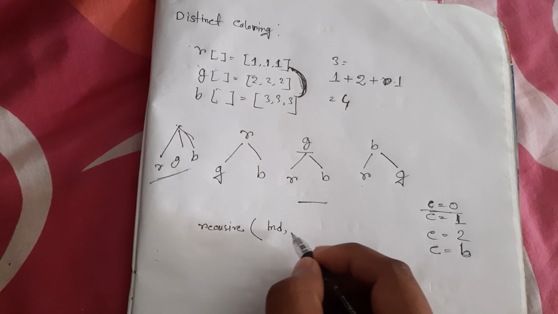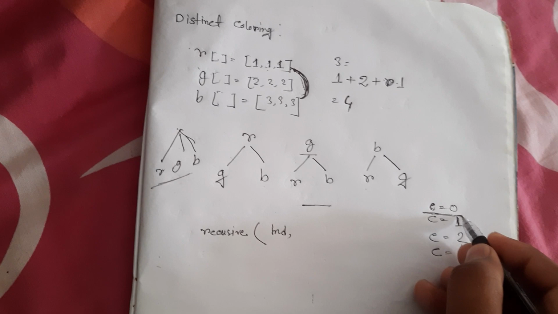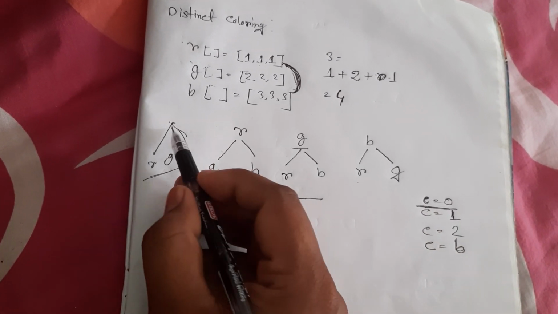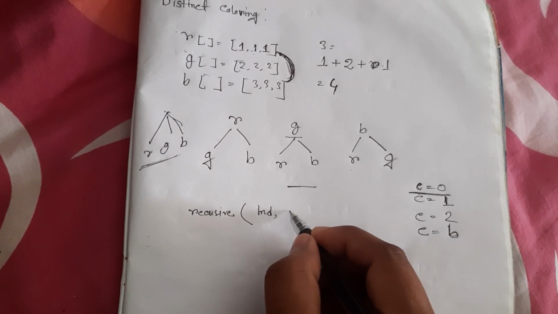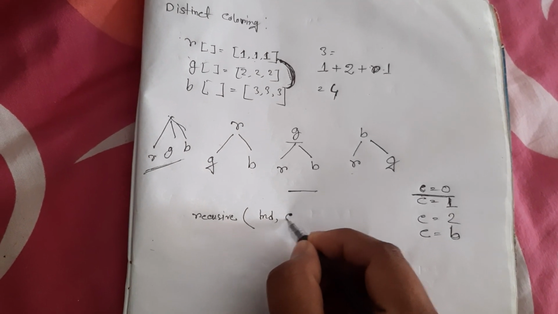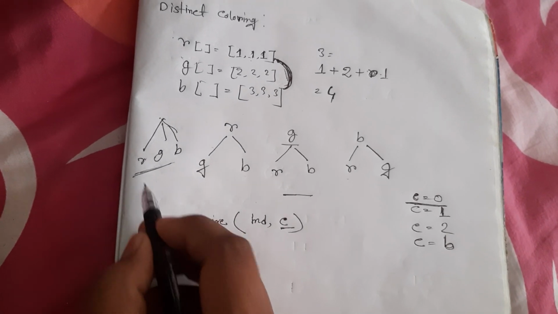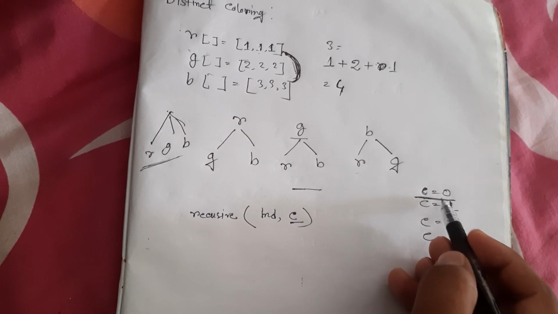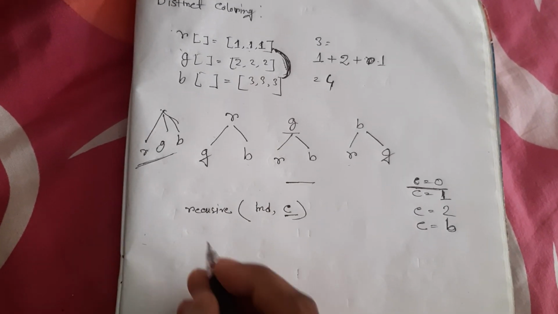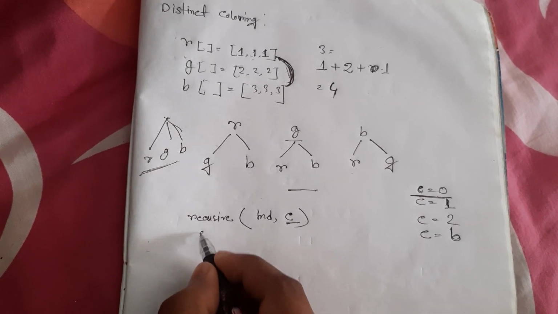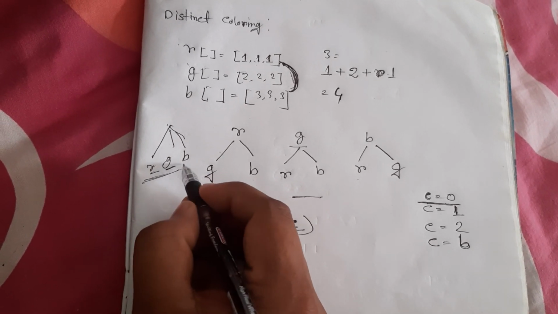So let's say at initialization, when we first call the recursive function, we will choose the color as 0, because we have not chosen anything before that. We pass the color as C, so C is 0. In that case you have three options: you can choose red, green, or blue.